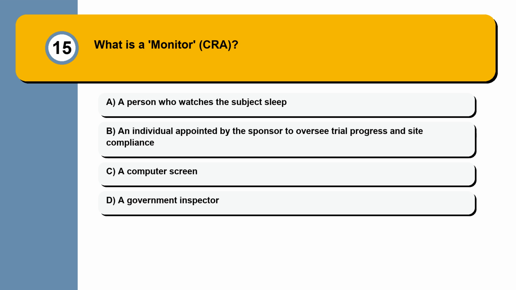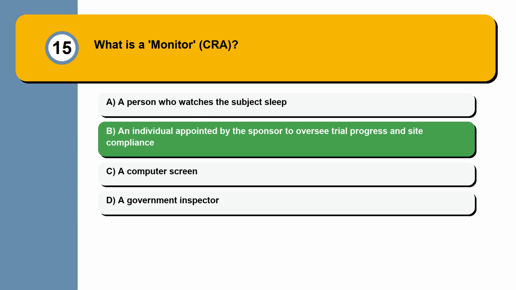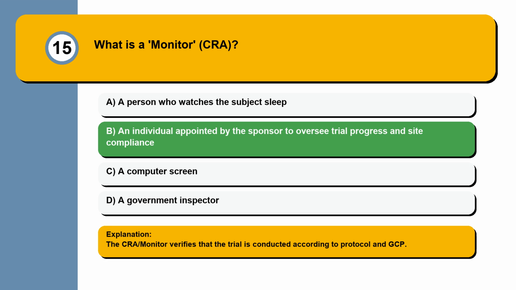Question 15. What is a monitor, CRA? A person who watches the subject sleep. An individual appointed by the sponsor to oversee trial progress and site compliance. A computer screen. A government inspector. The CRA/monitor verifies that the trial is conducted according to protocol and GCP.